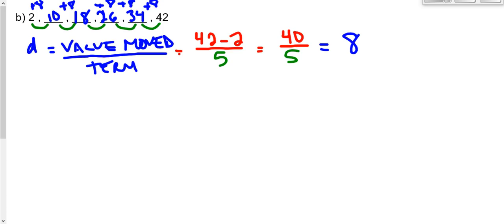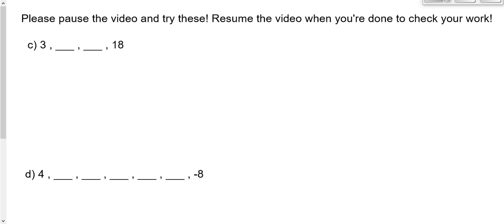All right, let's go ahead and have you try a couple. So what I'd like you to do is please pause the video and try these 2 examples, and then I want you to resume the video when you're done so that you can check your work. It should be pretty straightforward. Remember just to find the total value moved, and then find the number of terms it took to get there, and then come and check your work with me when you're done.